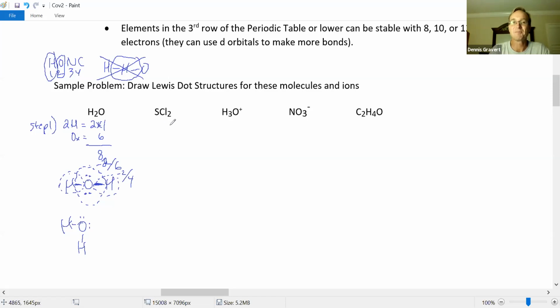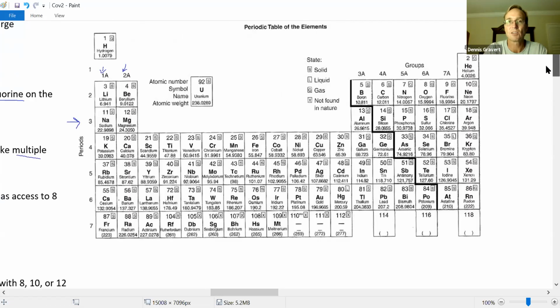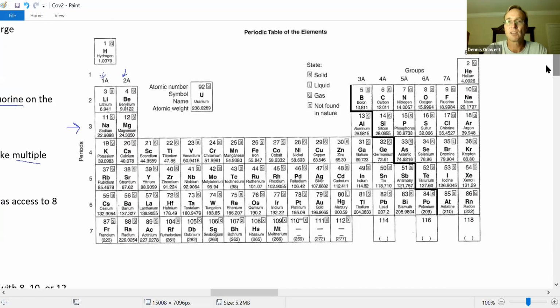Sulfur and chlorine. Let's name it real quick. Why not? Are these metals or non-metals? Let's go to the periodic table. Sulfur and chlorine are right together in the upper right. They're both non-metals. This is a covalent compound. Sulfur is in column 6.